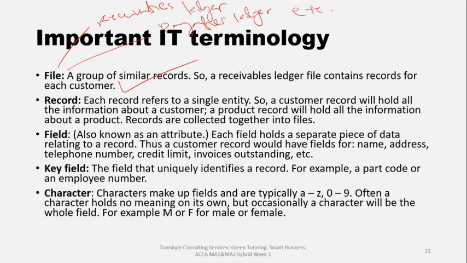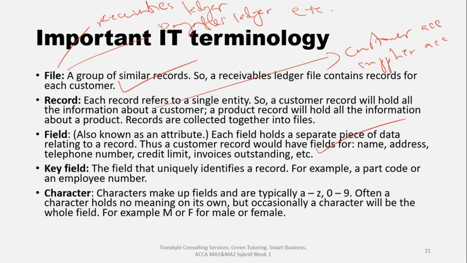What about a record? Each record refers to a single entity, so a customer record will hold all the information about a customer. Records are collected together into files. So an example of records is an individual customer account or individual supplier account. What about a field, also known as an attribute? Each field holds a separate piece of data relating to a record. Thus, a customer record would have fields for the name, address, telephone number, credit limit, invoice outstanding.